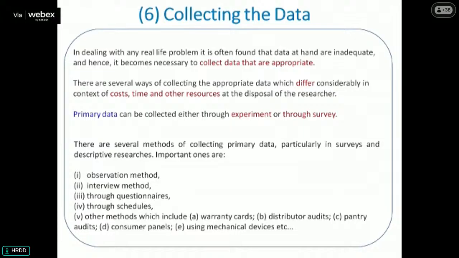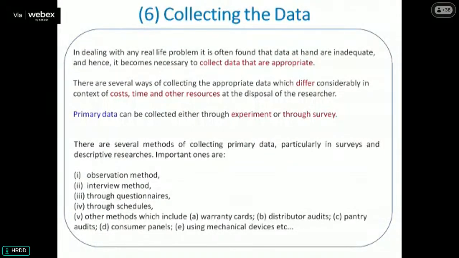In dealing with real life problems, it is often found that data at hand are inadequate, and hence it becomes necessary to collect the data that are appropriate. There are several ways of collecting the appropriate data, which differ considerably in the context of cost, time, and other resources at the disposal of the researcher. Primary data can be collected either through experiments or through survey. Survey means, because this is a broad research methodology, right? Some people are doing research through surveys also, marketing and all those things, business research.